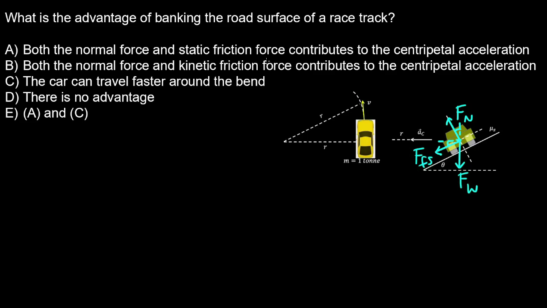And part B refers to the kinetic friction force, which is not true, as the static friction force is the one that prevents slip in a radial direction. And in part C, the car can travel faster around the bend, which is true, because both the normal force and static friction force provide the centripetal acceleration. So we have the static friction force cosine theta plus the normal force by sine theta is equal to mv squared on r.